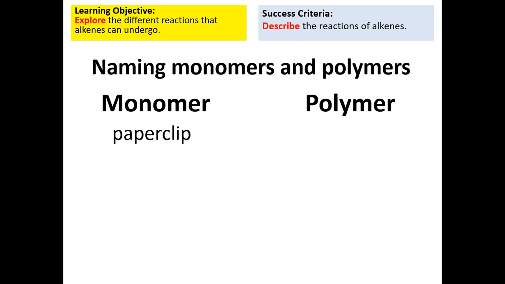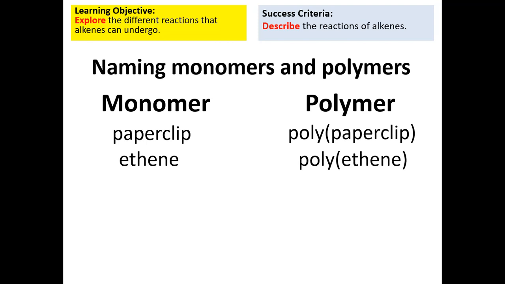So if you have a monomer called paperclip, bear with me, it'll make sense. You can join them together to make a chain of paperclips. If we say that our paperclip is a monomer, we're going to join many of them together. The paperclip chain would be our polymer. Now, the simple way of naming that is that we put the word paperclip in a bracket and put poly in front of it. The bit in the bracket is the bit that is repeating over and over again. So poly(paperclip). So if we had ethene, the polymer of ethene would be polyethene.